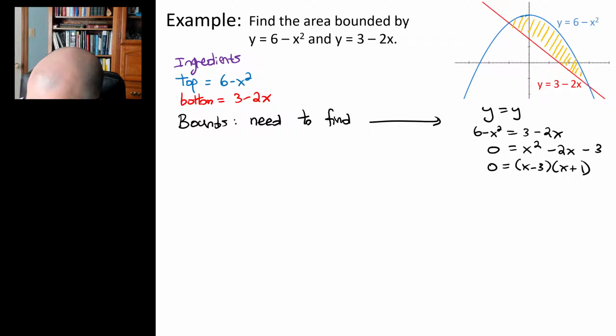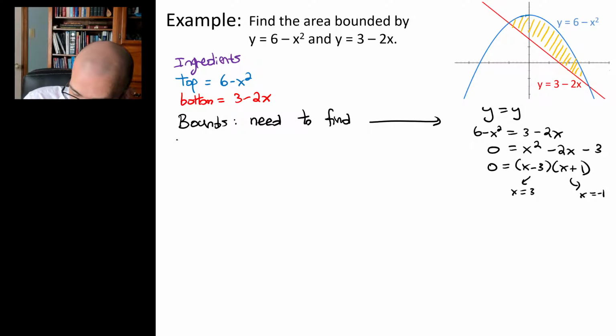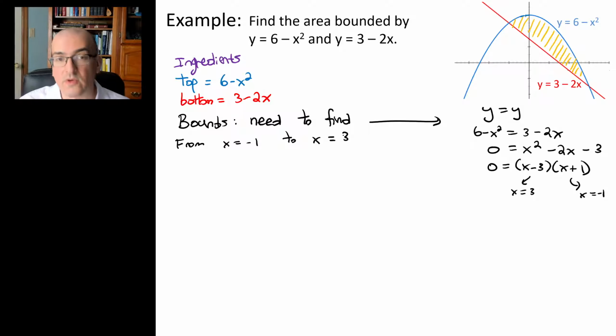And then that's going to give me two solutions. X is 3 and x is -1. So we're going from x equals -1 to x is equal to 3. We're going from the lower bound to the higher bound.